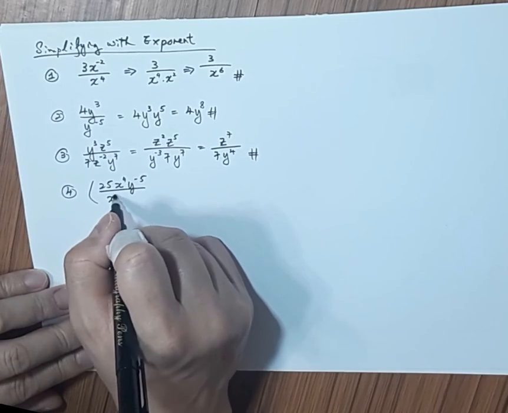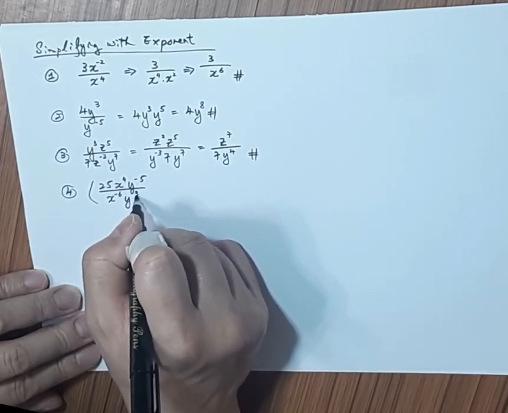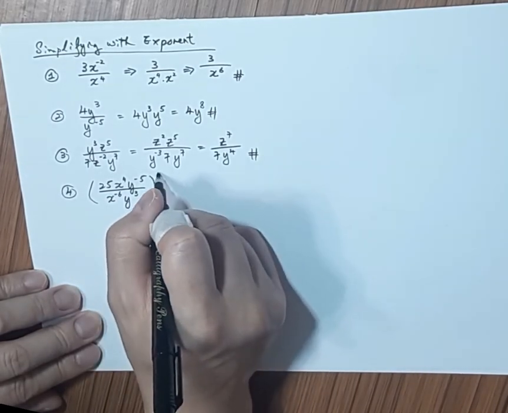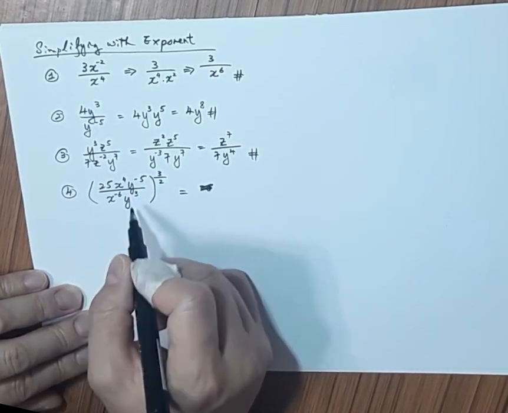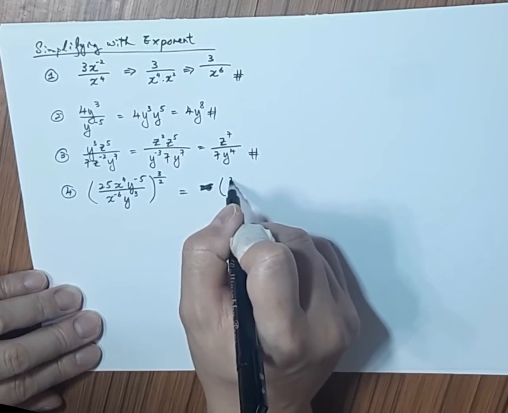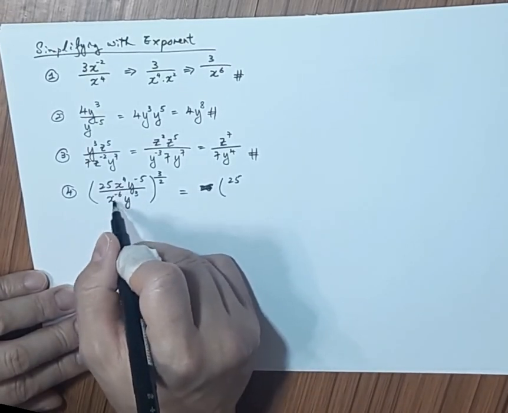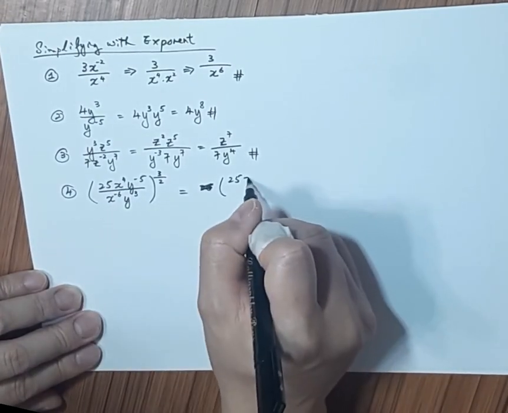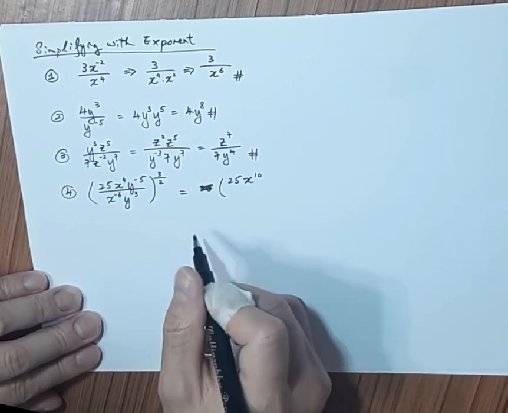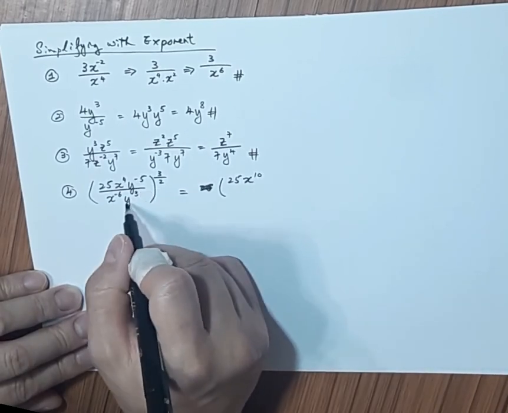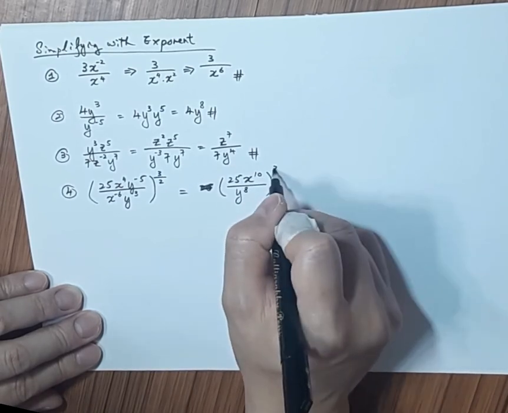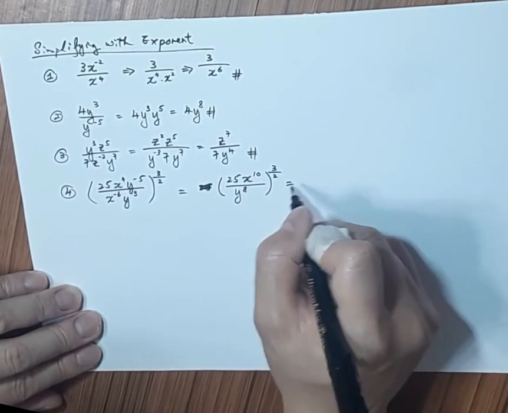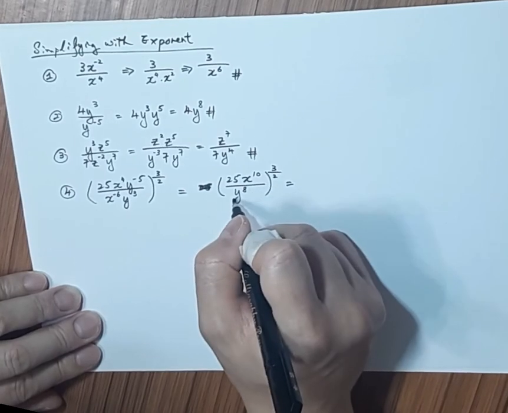In example 4, if we have 25x to the power of 4 y to the minus 5 over x to the power of minus 6 y to the power of 3, all together to the power of 3 over 2. So we do the calculation inside the bracket first. We have 25, x to the power of 4, x to the power of minus 6, we get x to the power of 10 at the top. And y to the minus 5, put it down, y to the power of 8 at the bottom. And we have 3 over 2.